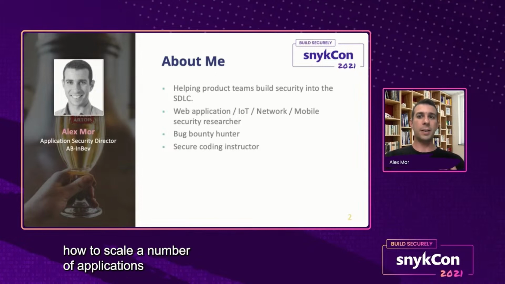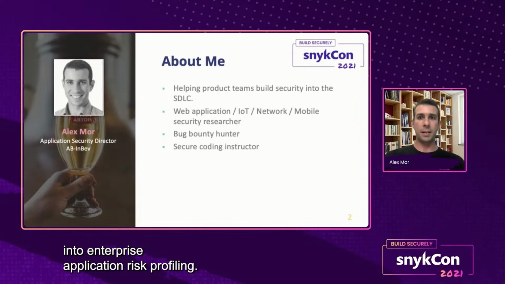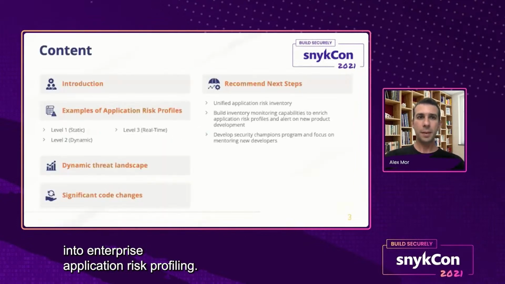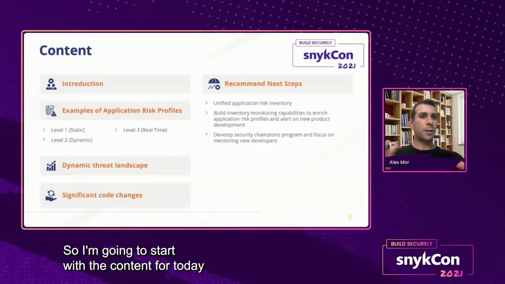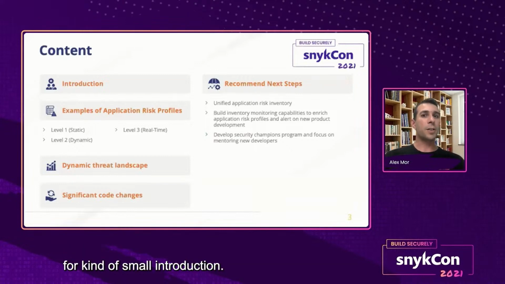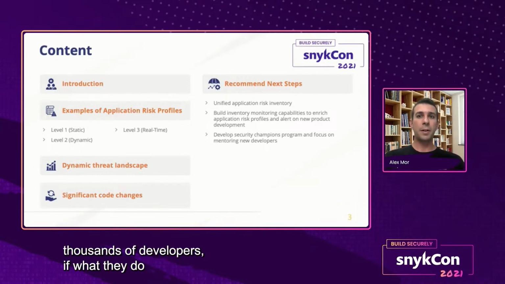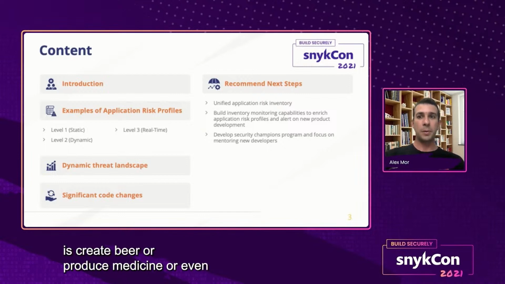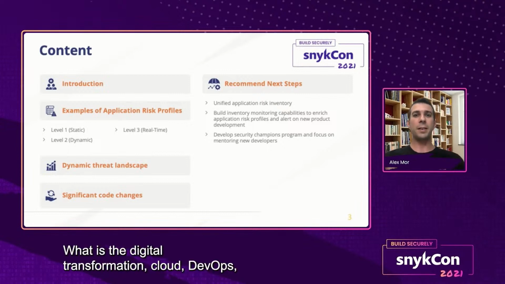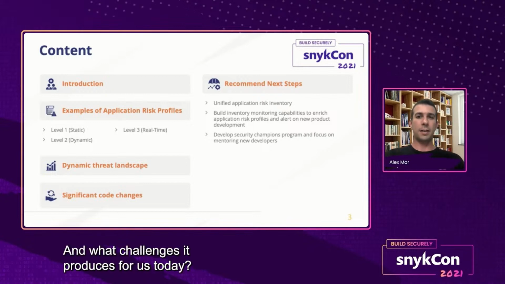How do you scale a number of applications into enterprise application risk profiling? So I'm going to start with the content for today, a small introduction. How did we get here? Why do enterprises really need thousands of applications and thousands of developers, if what they do is create beer or produce medicine or even sell metal, right? What is the digital transformation, cloud, DevOps everyone's talking about, and what challenges does it produce for us today?